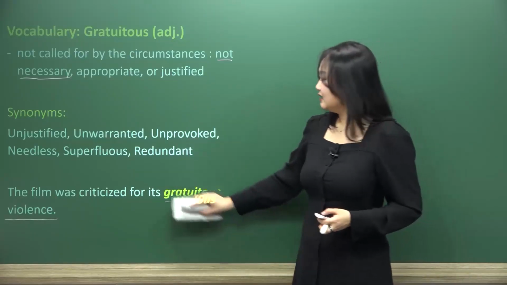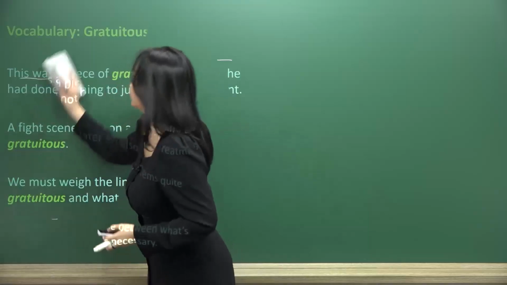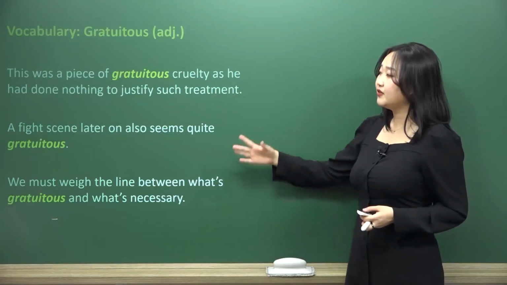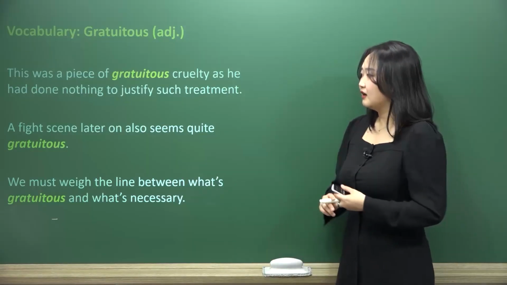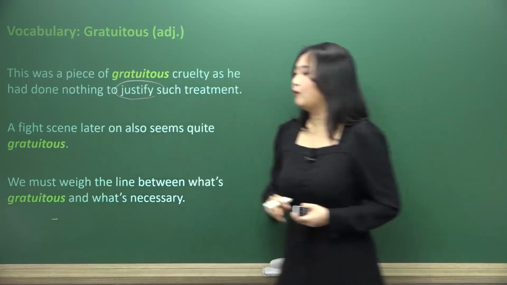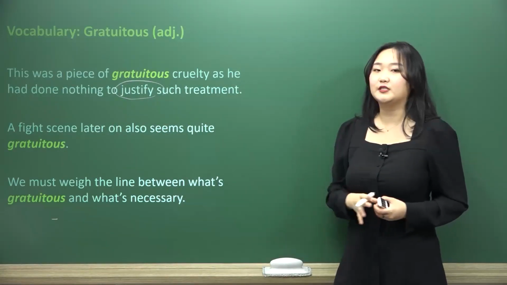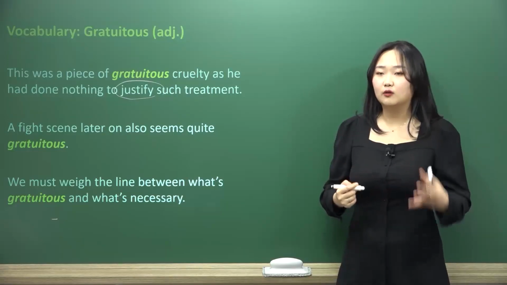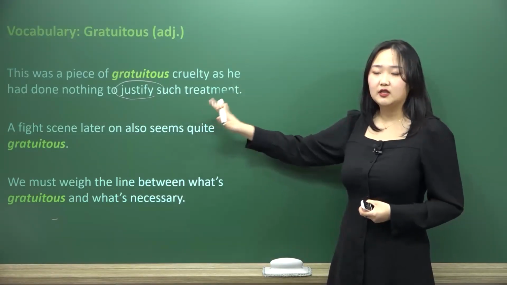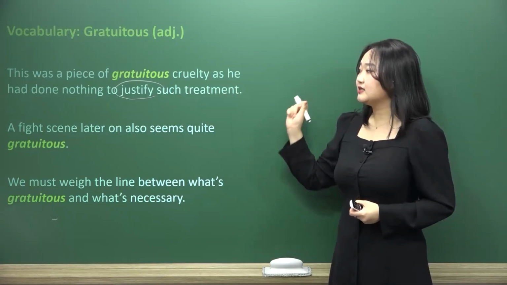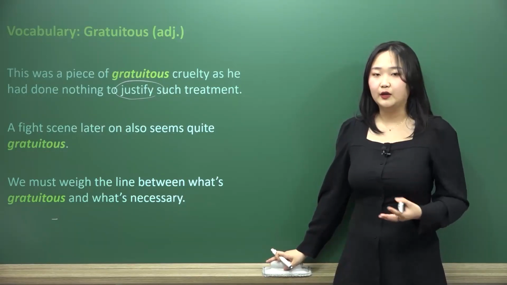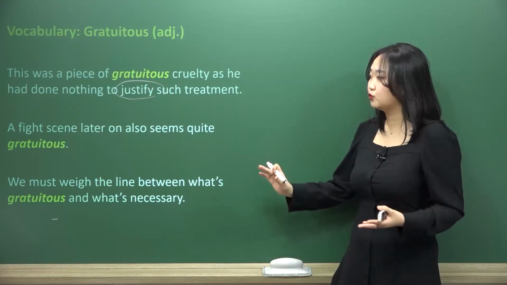And so, with that, let's take a look at a few more sentences together. This was a piece of gratuitous cruelty, as he has done nothing to justify such treatment. Again, we have the word gratuitous, and also a keyword to point out, the word justify. Remember, it's unjust, it's unwarranted, unjustified. This was a piece of extra or unneeded cruelty, as he had done nothing to justify such treatment. He didn't do anything wrong. Why are you being overly mean to him, overly cruel?